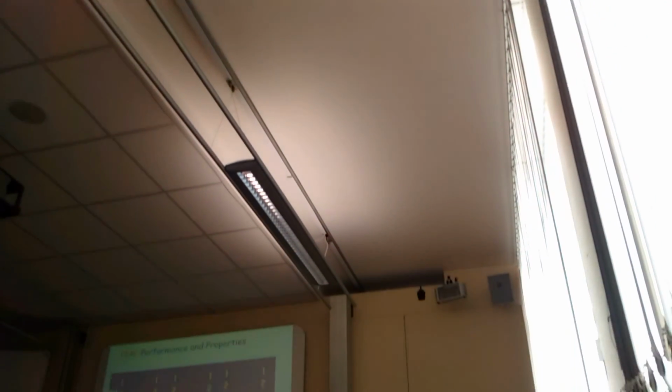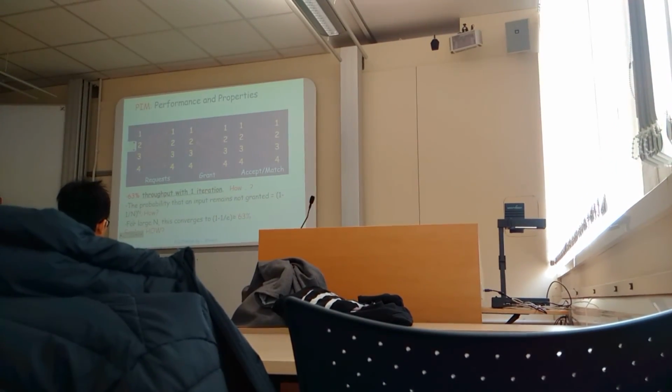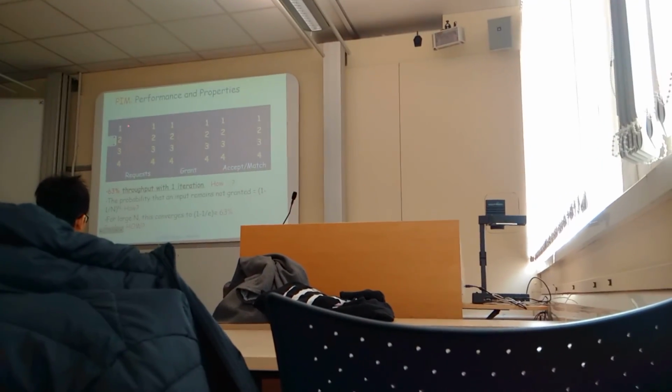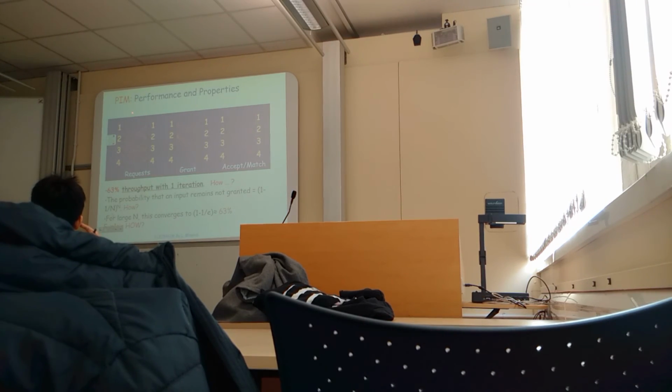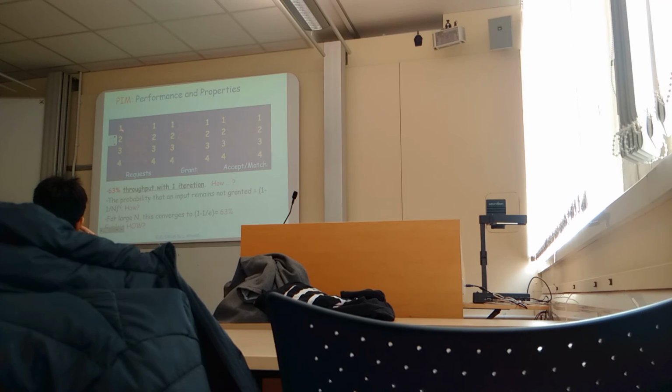So the probability that an input will not be granted: first of all, the probability of an input receiving a grant from an output is 1 over n. So the probability of that input not receiving a grant from one output is 1 minus 1 over n. That is the probability of this input not being granted by that output. And if I would like to calculate the probability of this input not receiving a grant from all outputs, it's (1 minus 1 over n) to the power n. That becomes this one.